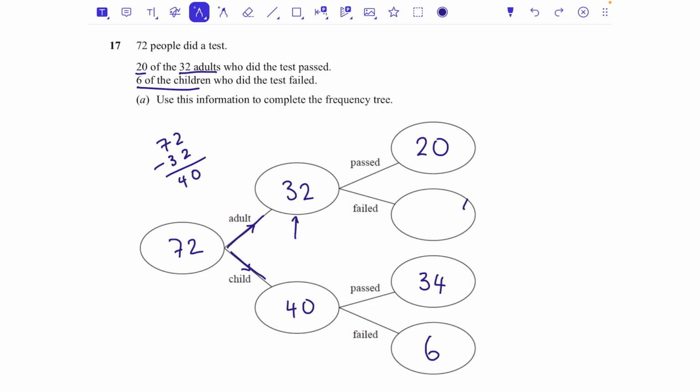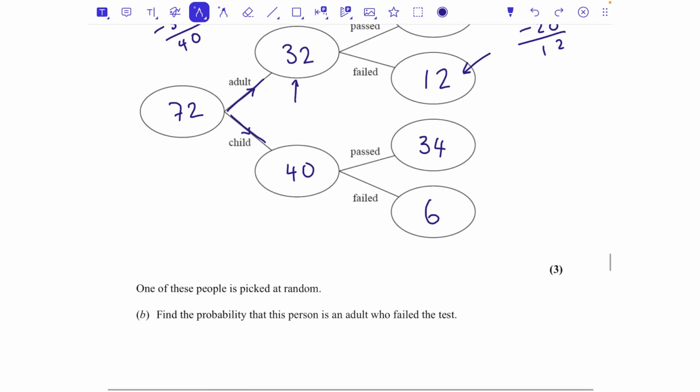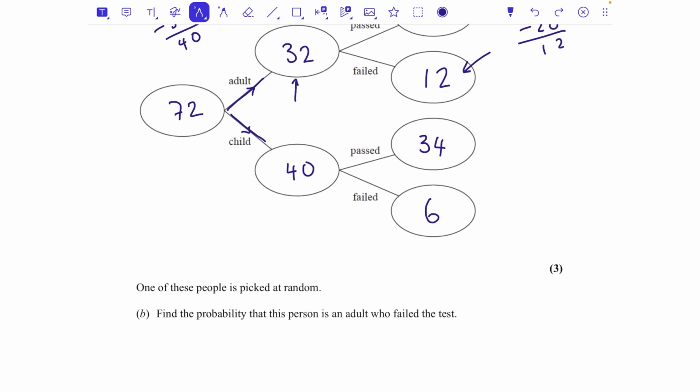Last but not least, we just need to work out how many adults failed. And if we know that 20 of them passed, again, we're just going to subtract. So 12 of them must have failed for that to add together there and make 32. Perfect. Have we got a probability? Yeah. One of these people is picked at random. Find the probability that this person is an adult who failed the test.